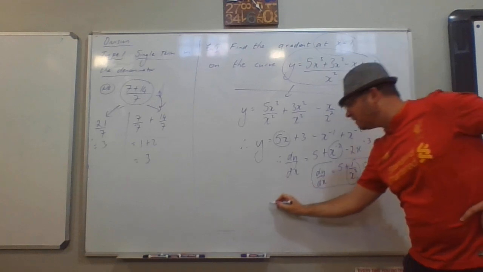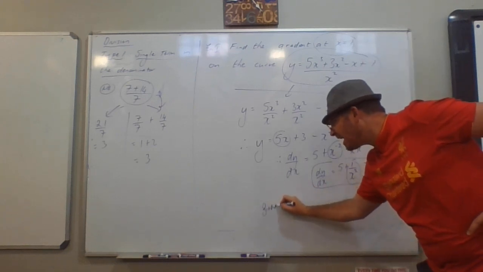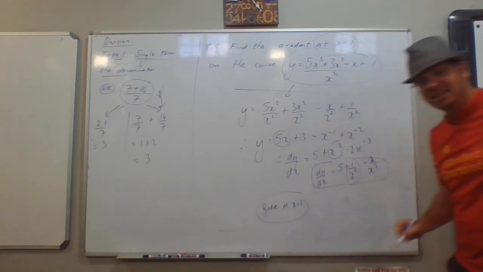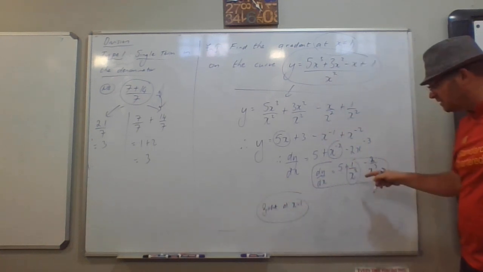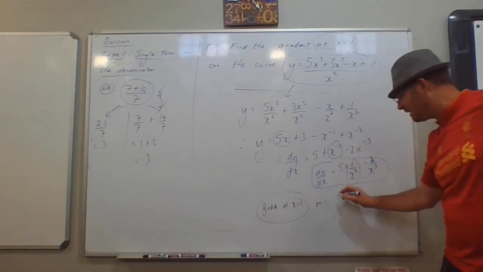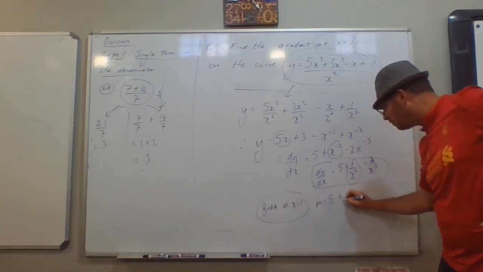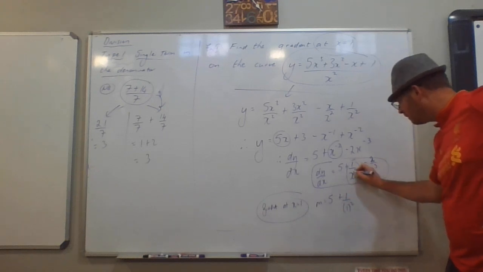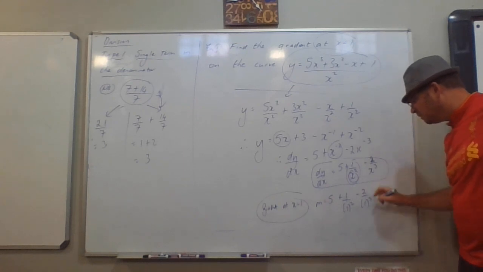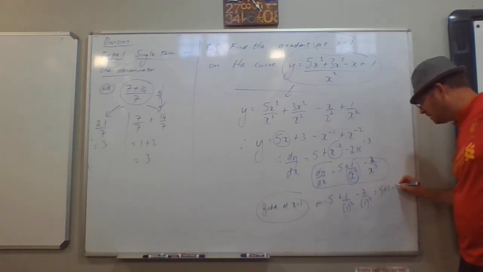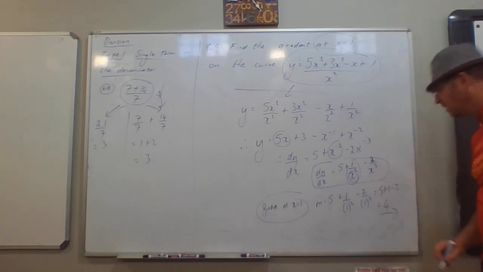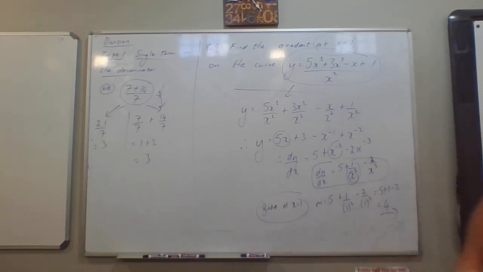But the question says, go find the gradient on the curve at x is equal to 1. So to find the gradient at a point on the curve, we sub into the derivative equation. So the gradient is going to be, I replace every x with 1, and I get 5 plus 1 over 1 squared, minus 2 over 1 cubed, which is going to be 5 plus 1 minus 2, which is 6 minus 2, which is equal to 4. Gives us a nice number.